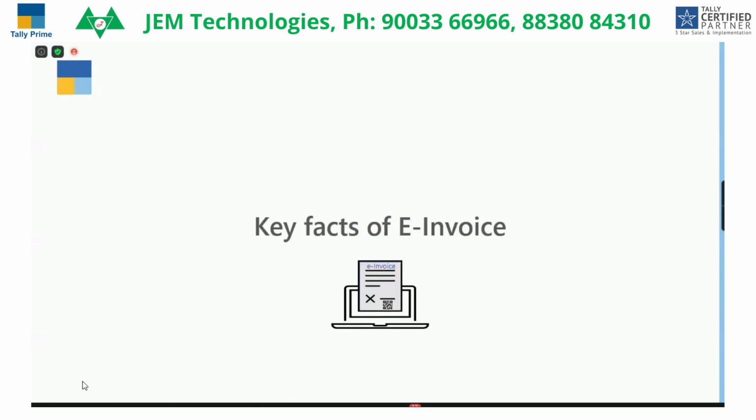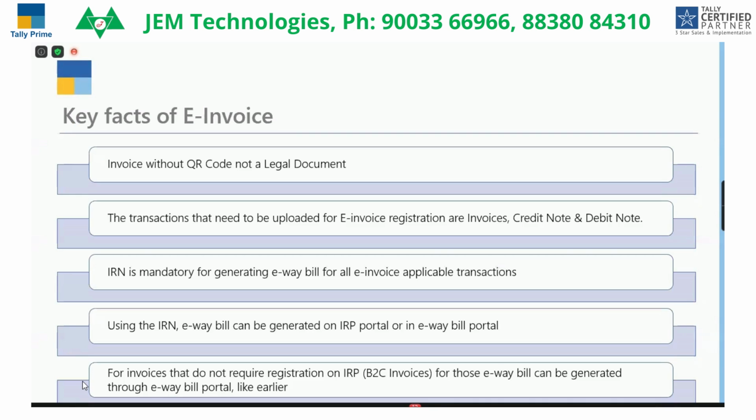So let us also understand what are the key factors of the e-invoice. The first one is that the invoices which are printed without the QR code are not going to be considered as a legal document. Right? The buyer will also have the right to reject such invoices. The transactions that need to be uploaded to the e-invoice registration are invoices, credit notes, and debit notes.